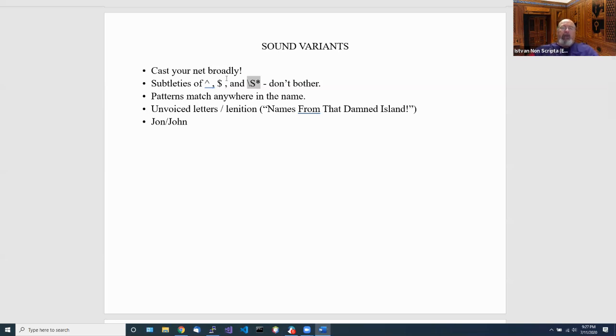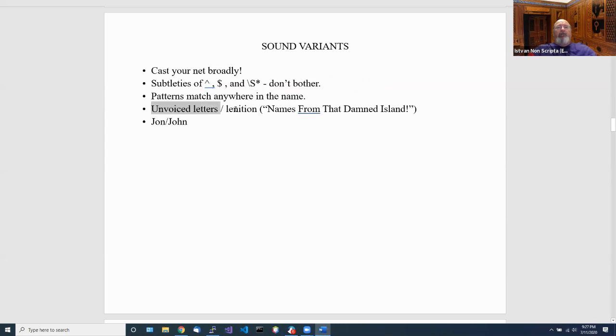Yeah, it also includes space characters. Don't bother, it's not worth your time. Remember that patterns will match anywhere in the name. So if you have Tanczos Istvan and Istvan Toth, and you're looking for Istvan, it will match both.